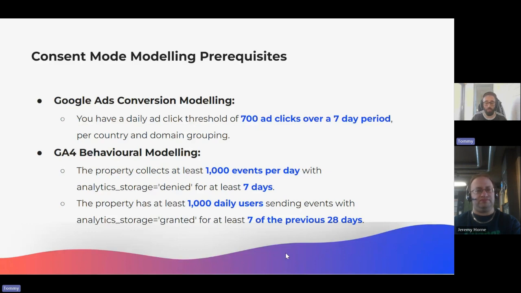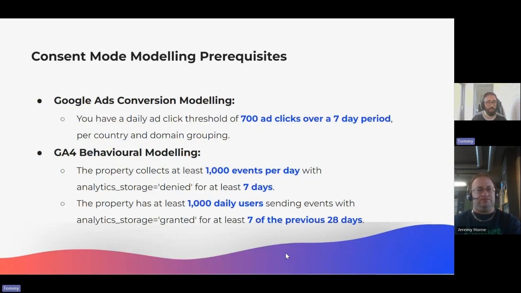Like if you want Google Ads conversion modeling, for example, with consent mode, so you've got advanced consent mode, you want to activate it to get the benefits of the conversion modeling. So Google will say you need a minimum of 700 clicks per day over a 7-day period. So that's quite a lot. You've got to invest quite a decent amount in your Google Ads to probably get that amount.